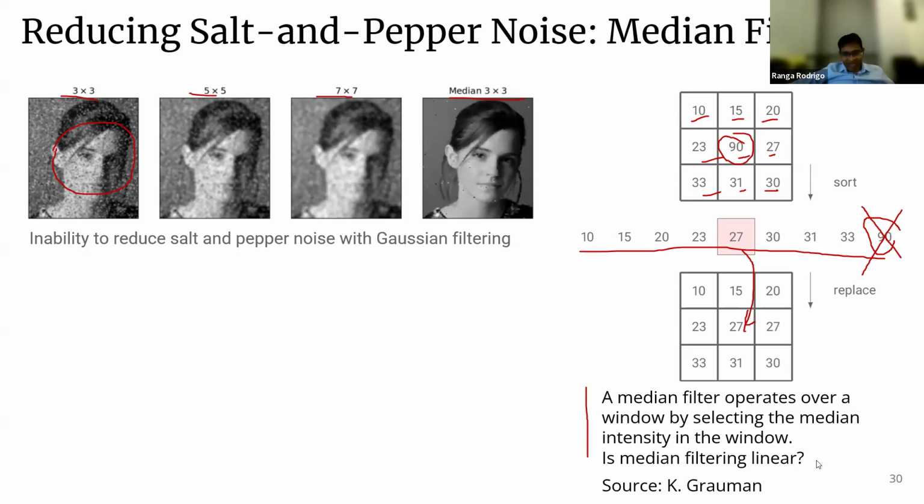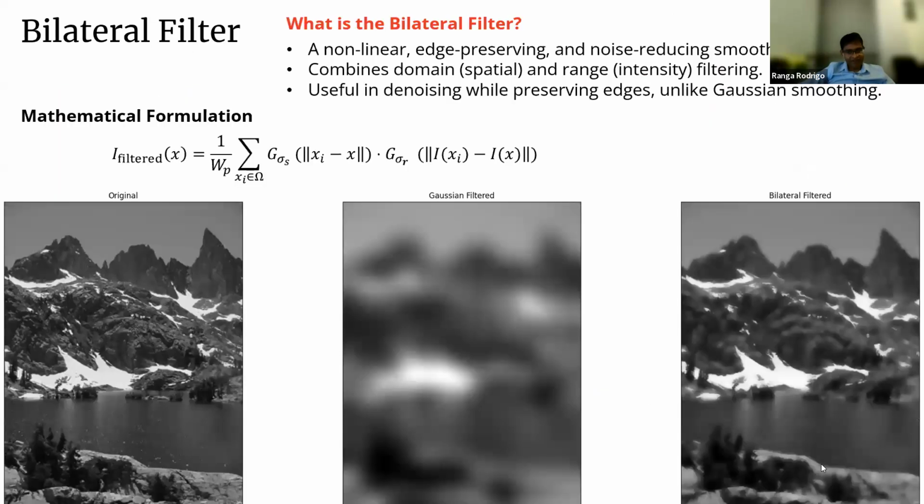Is the median filter linear? It is not linear. Linear means you have to be able to do the filter with matrix multiplication. But this cannot be shown with matrix multiplication. Therefore, it is not linear. So salt and pepper noise can be removed using a median filter, but the median filter is not a linear filter.